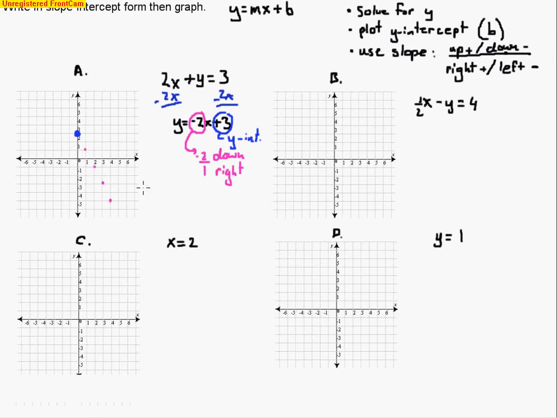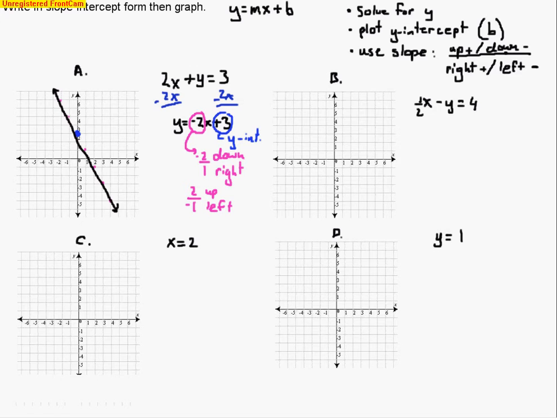You could also go the other way. The other way would be 2 over negative 1. That would be up 2 spaces and then left 1 space. So up 2, left 1, up 2, left 1. And then we've got a bunch of points. We could go ahead and draw our line. And so again, the line's going downhill from left to right. And we go ahead and put some arrows at the end, showing that it goes on forever in those directions. So that's the first one.